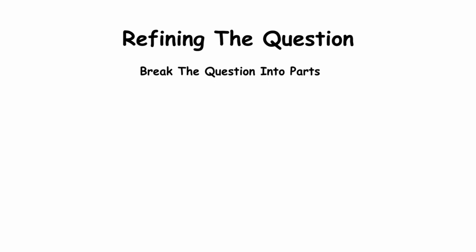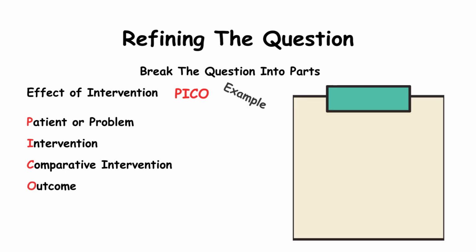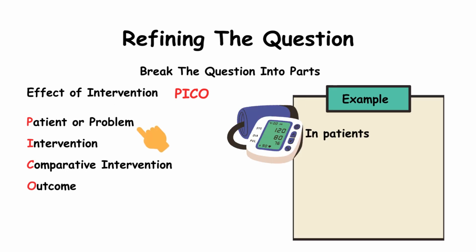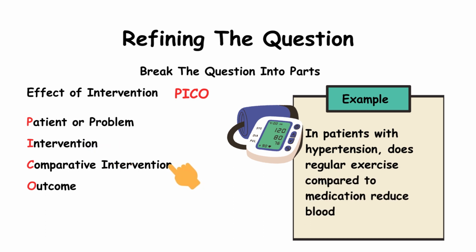Converting information into a question is done through breaking it into parts. The first part is effect of intervention. These questions are more specific and focus on a particular aspect of patient care. They are typically structured using the PICO framework, which stands for patient or problem, intervention, comparative intervention, and outcome. For example, in patients with hypertension, does regular exercise compared to medication reduce blood pressure?